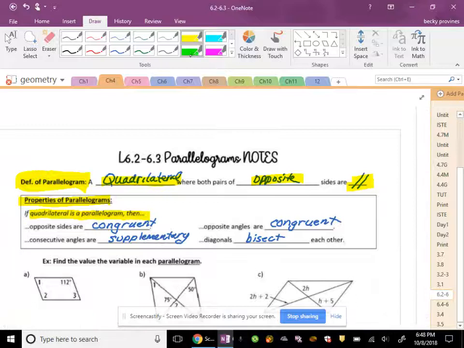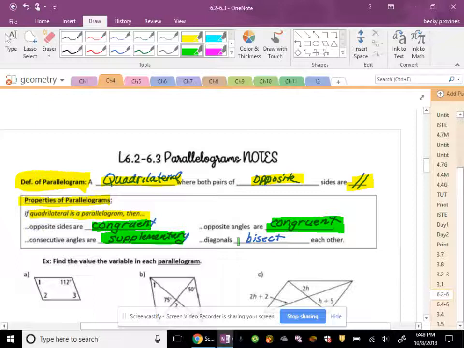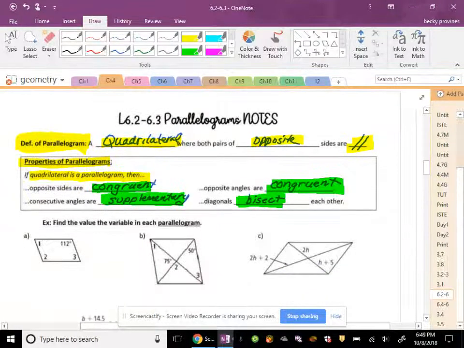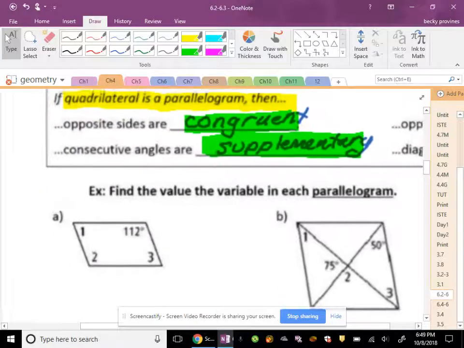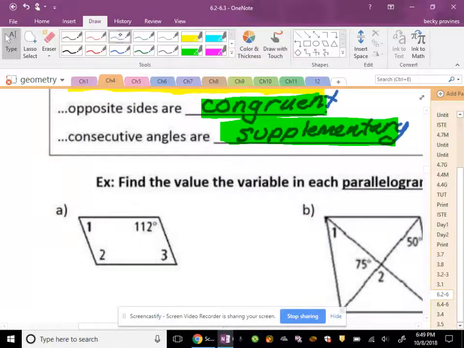First of all, the opposite sides are congruent. Okay, this is always true. Also, opposite angles are always congruent. We know that consecutive angles are supplementary, so that means they equal 180. And we know that the diagonals bisect each other. Okay, so we're going to take this information and try to apply it to these problems.